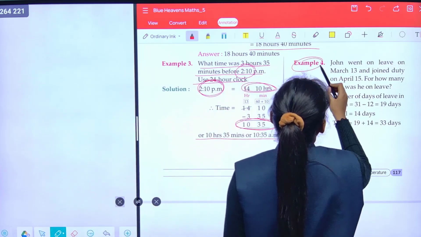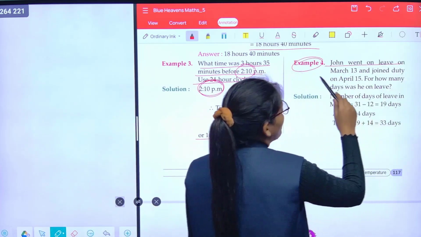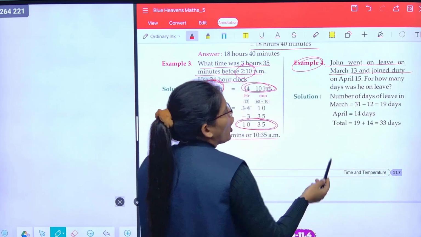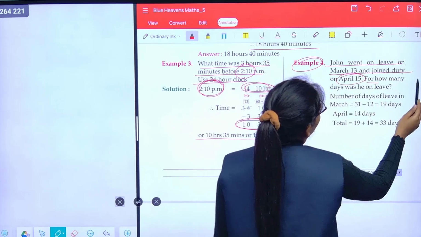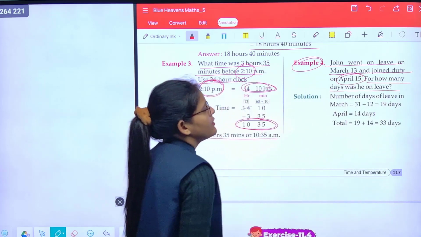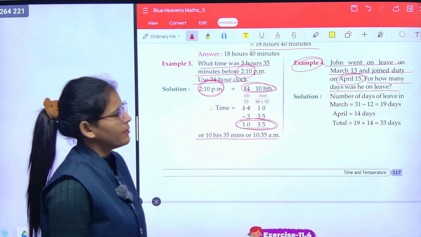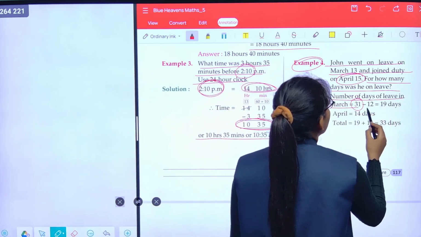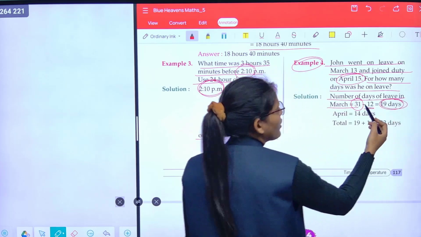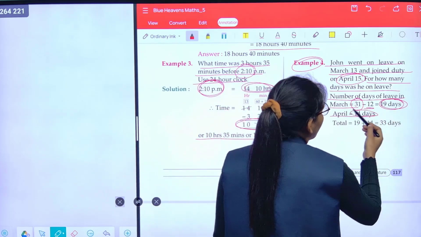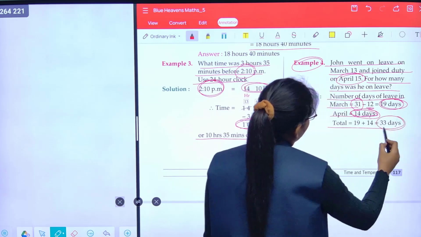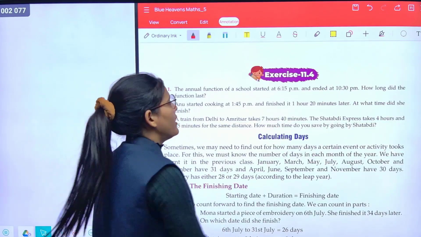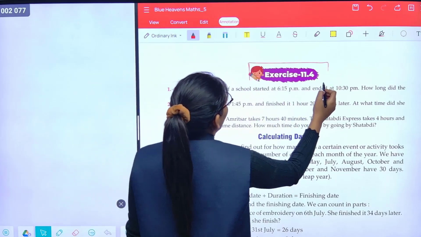Now example number 4. John went on leave on March 13 and joined duty on April 15. For how many days was he on leave? Number of days of leave in March: 31 minus 12, 19 days. Then in April, 14 days. Total 30. Understand? Yes class, now come to exercise 11.4.